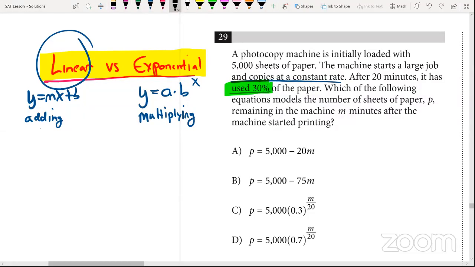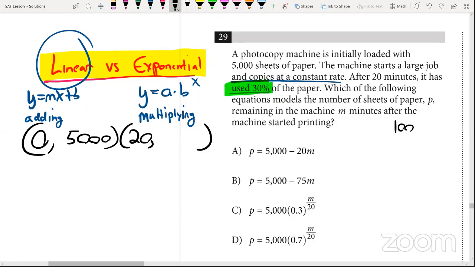So now that we know it's linear, we know it's a y equals mx plus b, we can view it as 2 points. When 0 minutes has gone by at the beginning of this all, there were 5,000 sheets of paper. When 20 minutes goes by, we've used 30% of the paper. So let's talk about that really quickly. When you're dealing with percents, you start at 100%. If you lose 30%, it goes to 70%. If you gain 30%, it goes to 130%. And in decimal form, this would mean multiplying by 0.70, and this would mean multiplying by 1.3.